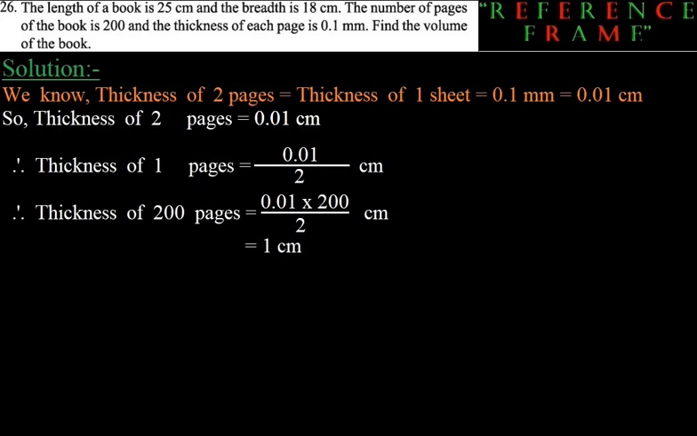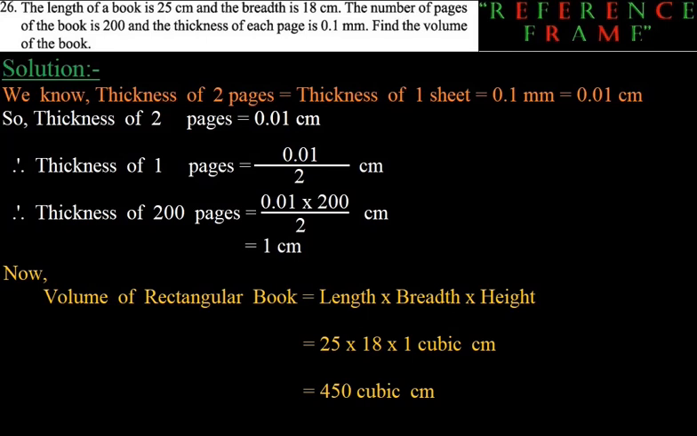Now, as you have found, the thickness of 2 pages, because every sheet consists of 2 pages, one on the top, one on the bottom, or one in front, one behind, is 0.01 centimeter. Therefore, by unitary method, thickness of 1 page is 0.01 divided by 2 centimeter. Therefore, the thickness of 200 pages is, by calculation, 1 centimeter. We'll need this to find the volume. So let's see how to find the volume.